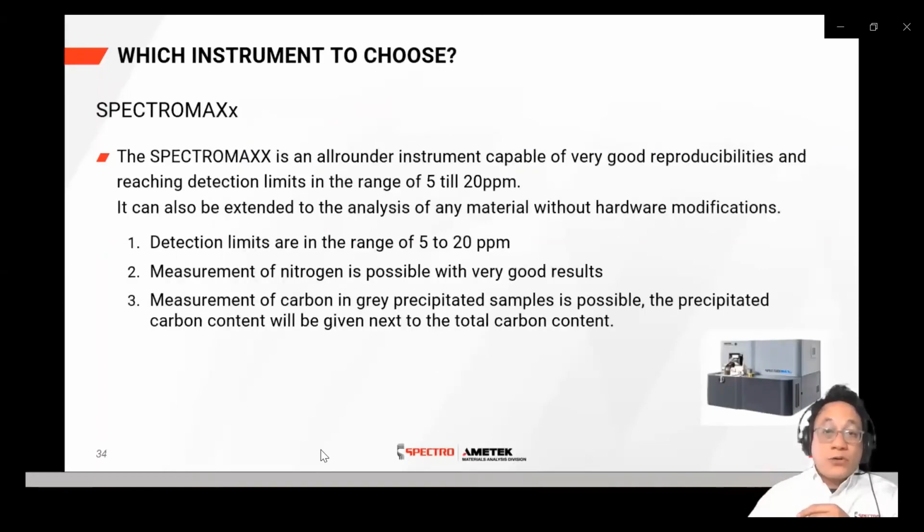Our workhorse, the SpectroMax, provides for improved detection limits and precision of analysis. Additionally, we have the improved channels to analyze lower levels of nitrogen in samples and, of course, carbon. Precipitated carbon content will be given with total carbon content.